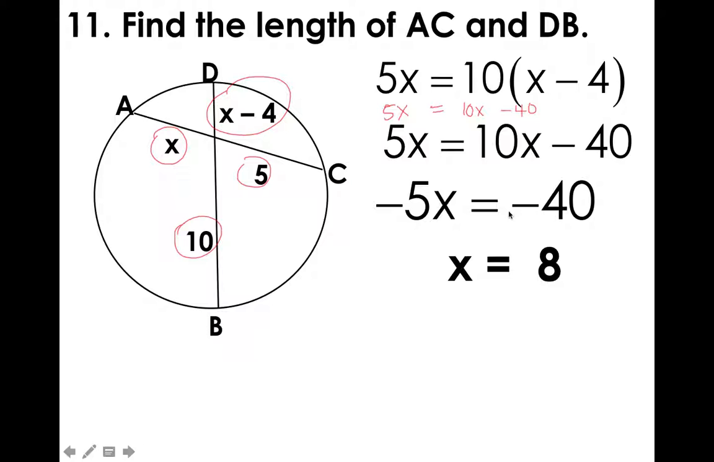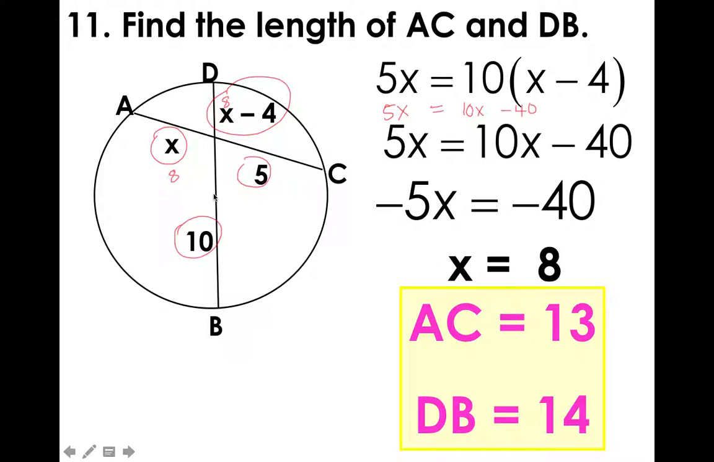Now that it's asking us to find the length of AC and DB, all I do is take my value of 8 and plug it back into the problem. As I plug it back in, I see that AC is 8 plus 5, which is 13. And for the other, first I've got 8 minus 4, which is 4, and 4 plus 10 gives me 14. So therefore, AC is 13, DB is 14.